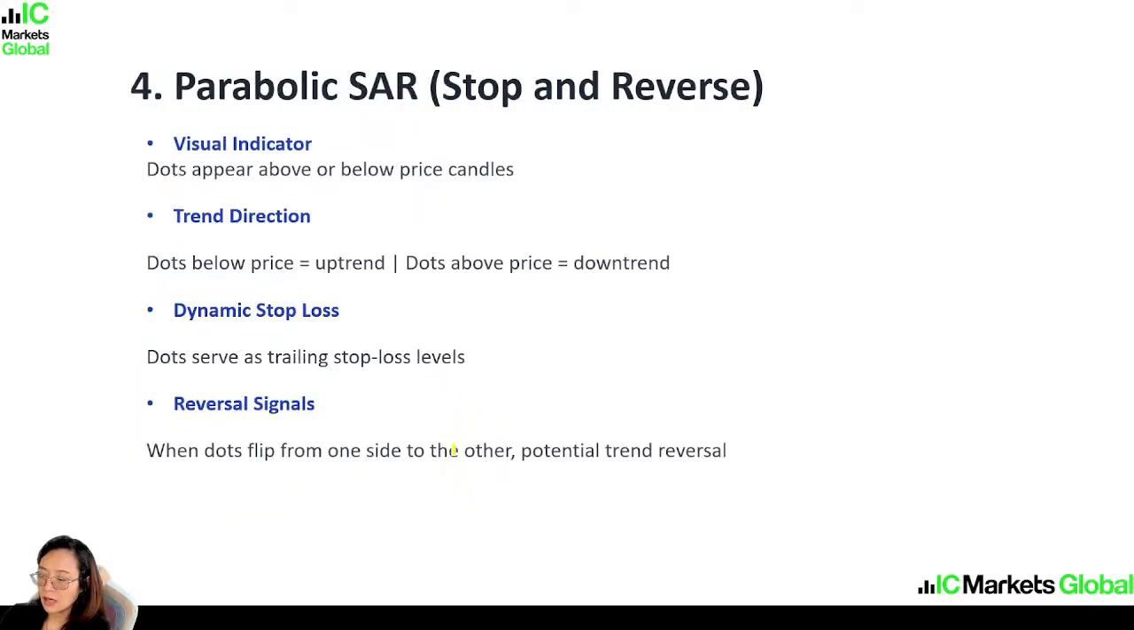Okay, and another one, Parabolic SAR. I think I used that when I was very new to the forex market, because they would say that whenever it works like that, if the dots appear above or below the price candle, that indicates the trend direction. They will say that dots below the price is an uptrend, and dots above the price is a downtrend.